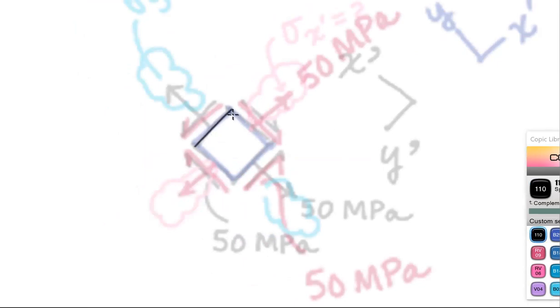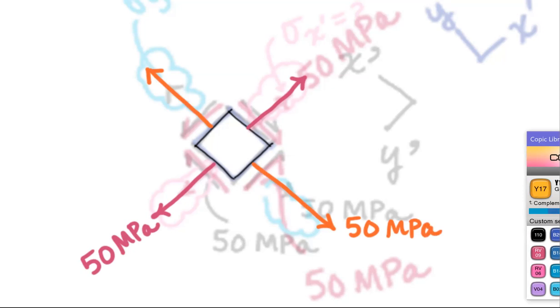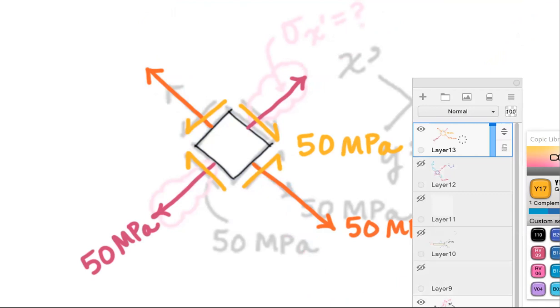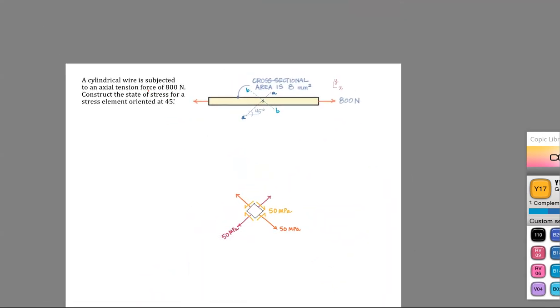Here is your stress element. Okay. And whichever coordinate system you've set up, you've got to go with one or the other. But let's just draw the stresses on this one. So I have tension, 50. I have tension, 50. And I have shear, 50. That is our state of combined stress.